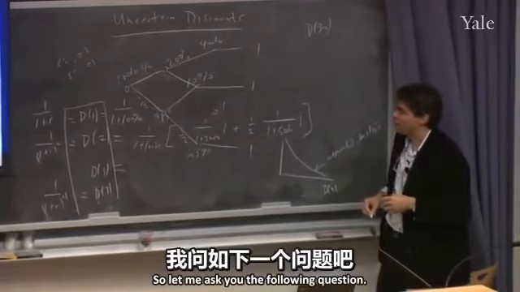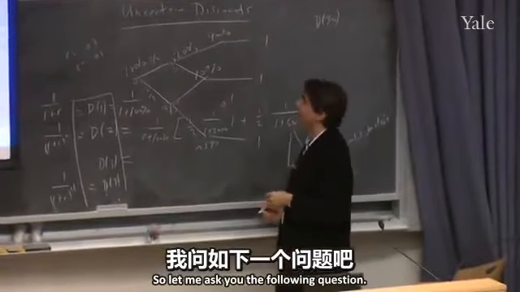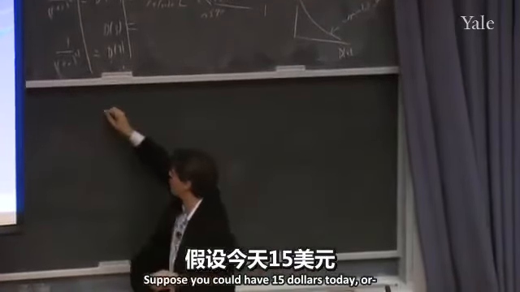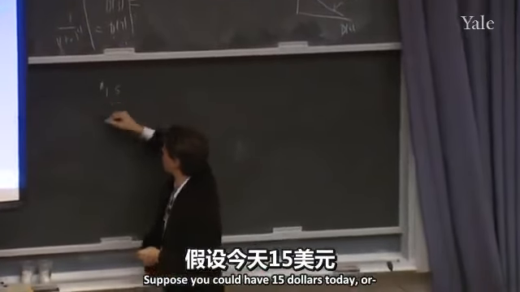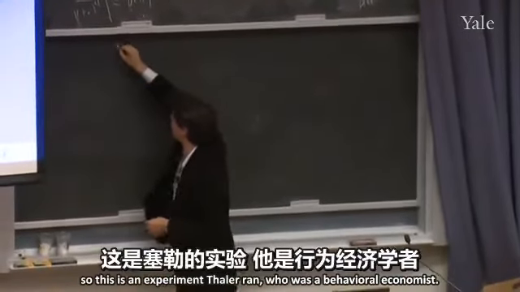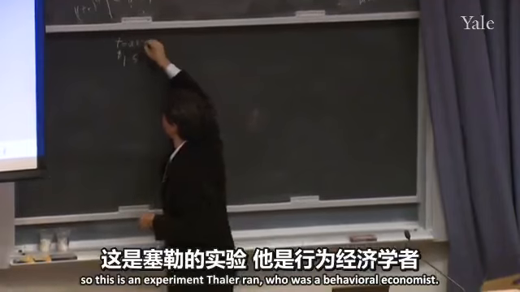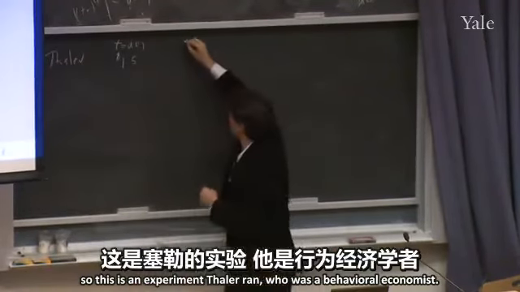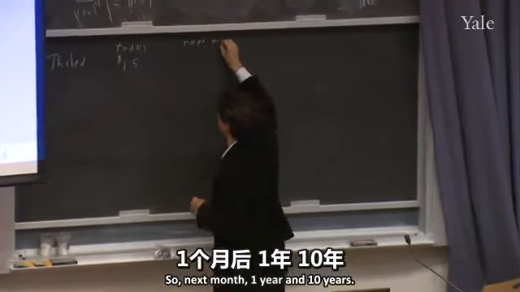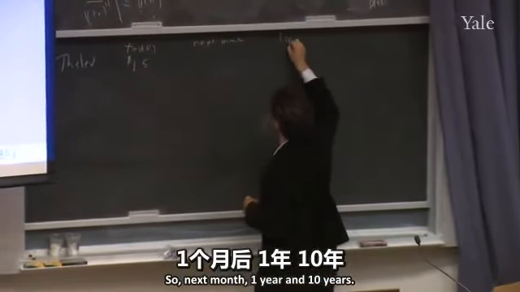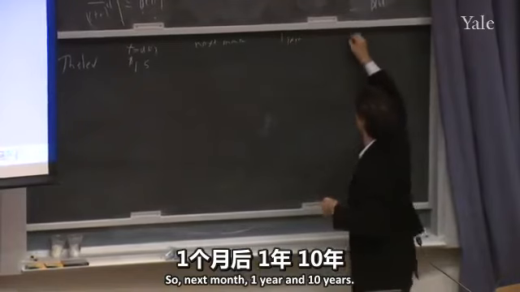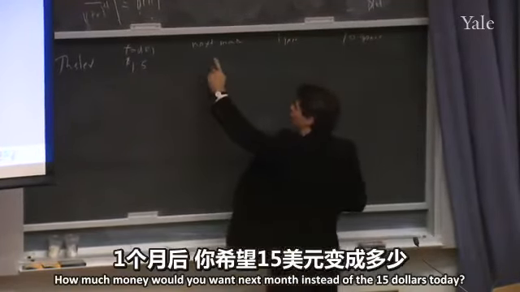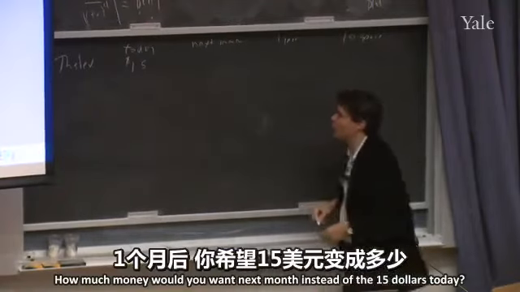So let me ask you the following question. Suppose you could have $15 today. This is an experiment Thaler ran. He's a behavioral economist. So next month, 1 year and 10 years. How much money would you want next month instead of the $15 today?